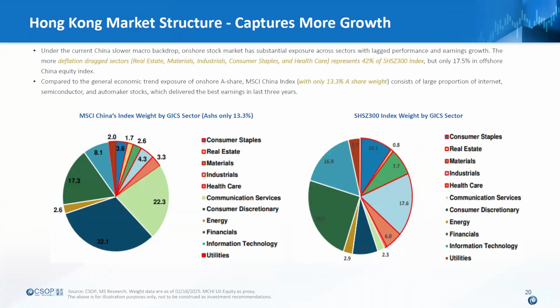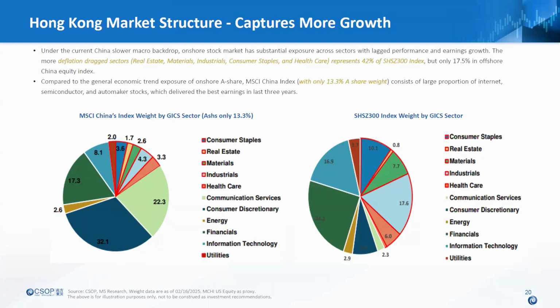The onshore stock market, as shown on the right-hand side, has a substantial exposure across the sectors with lagged performance and lagged earnings growth. For example, the more deflation-dragged sectors like properties, materials, industrials, or even consumer staples and healthcare, represent more than 40% of the CSI 300 index. But if we talk about the offshore China equity index, these traditional sectors just account for less than 18%.